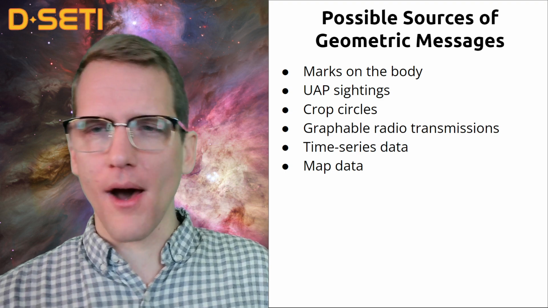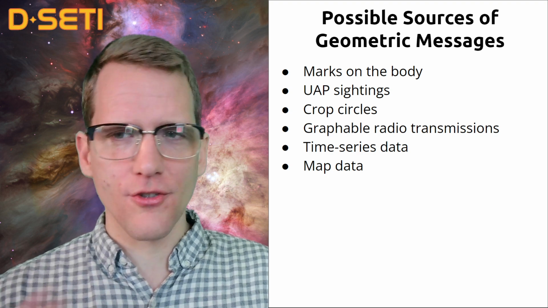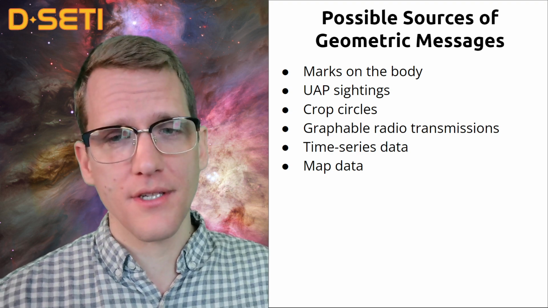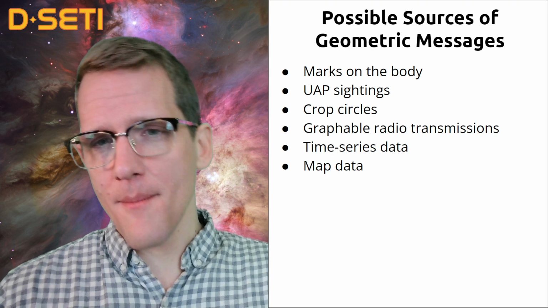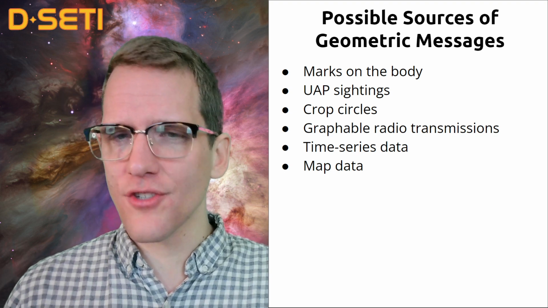So there are possible sources of geometric messages: marks on the body, UAP sightings, crop circles, graphable radio transmissions, time series data, and map data. Basically, any type of data, we can start to do geometric analysis to it.